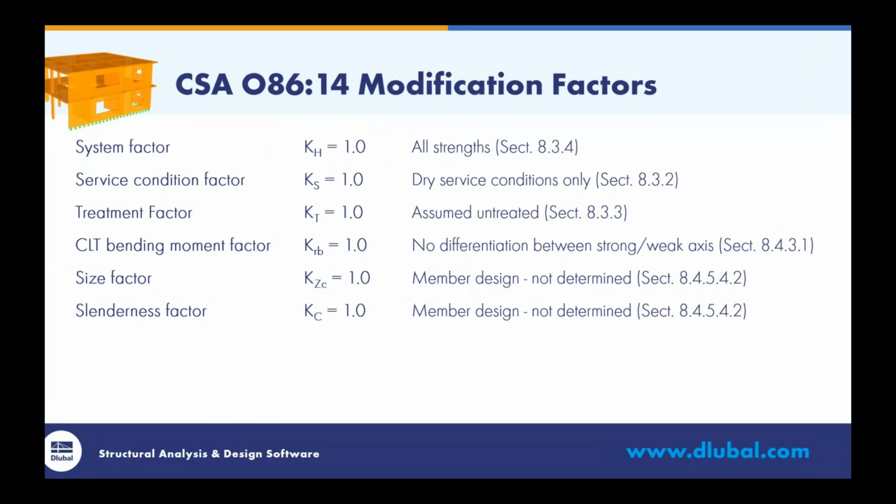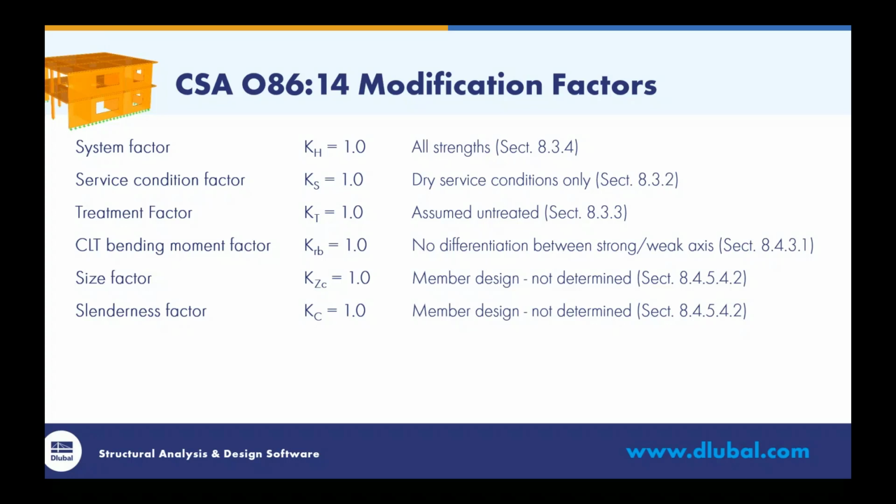So within the CSA standard, the O86, there's certainly quite a few modification factors available. But what we have done is actually simplified quite a few of these within the RF-LAMINATE module, and there is a reason for this. For example, the system factor, KH. The code tells us in Chapter 8 that this should be set to 1.0 for all strengths.